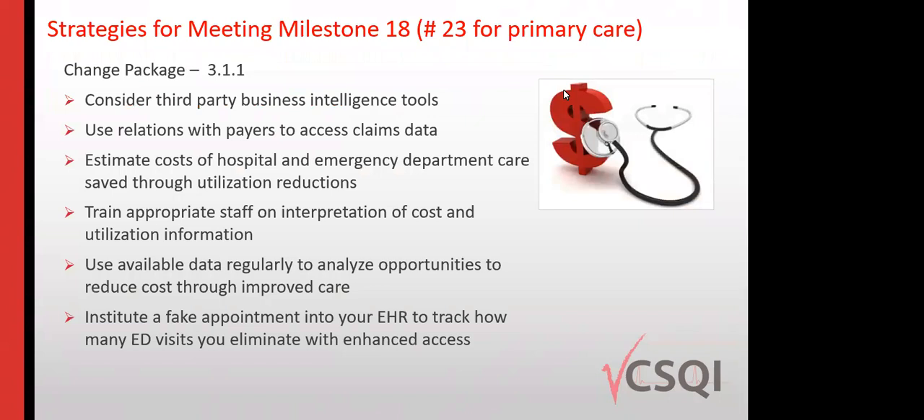So, strategies from the change package 3.1.1. There are 2 slides that list several activities you may consider using to get to a score of 3. Now, you don't have to do all of these, but you can select from them. That will assure that you really are reviewing your budget regularly, making adjustments as necessary when variance shows up, and calculating a return on investment when you're considering perhaps a new piece of capital equipment for your office or a new program.